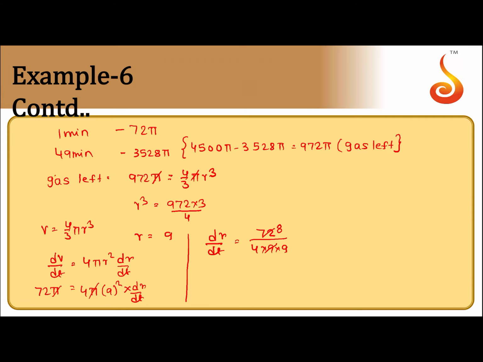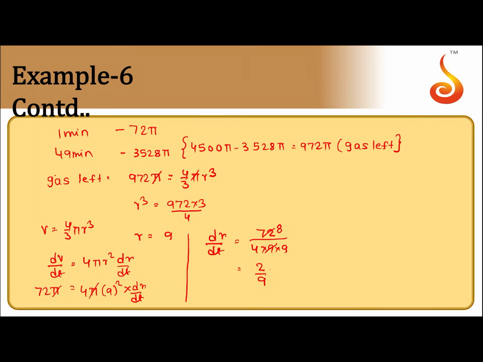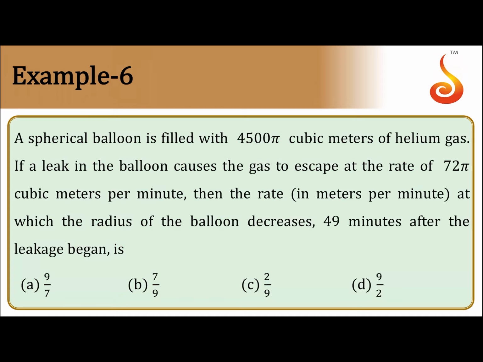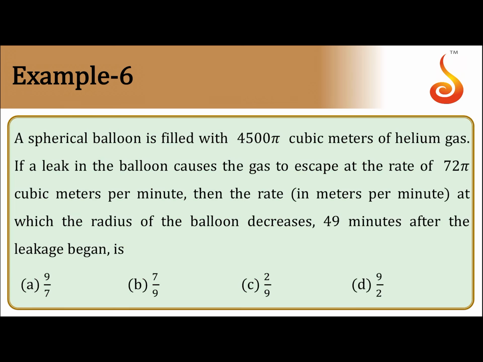So, this is the required answer. 9 8s are 72 and it will be cancelled. We get 2 by 9. What are the units given? Units are given as cubic meters, so meter per second, because cubic meters is given to you. 72 pi cubic per minute is given. So, rather than seconds, we write per minute. So, dr by dt is equal to 2 by 9 meters per minute.